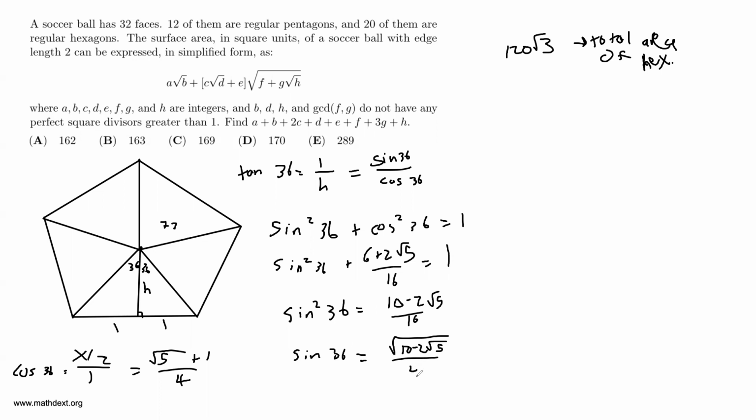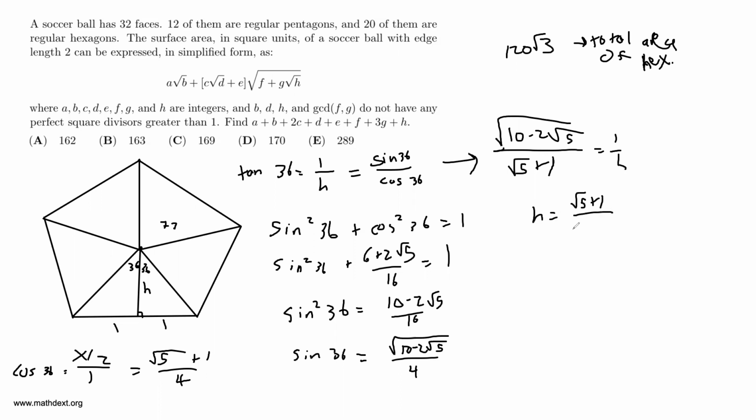over 4. So sine of 36 over cosine of 36 is this divided by this, which is equal to square root of 10 minus 2 root 5 over root 5 plus 1. Right? So this is equal to 1 over h, and therefore h is equal to root 5 plus 1 over square root of 10 minus 2 root 5.